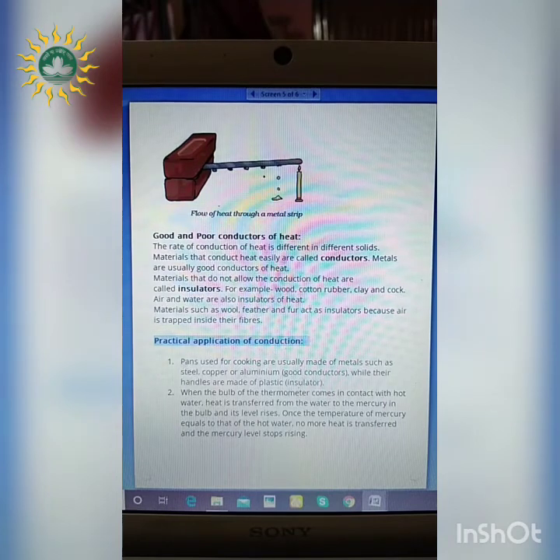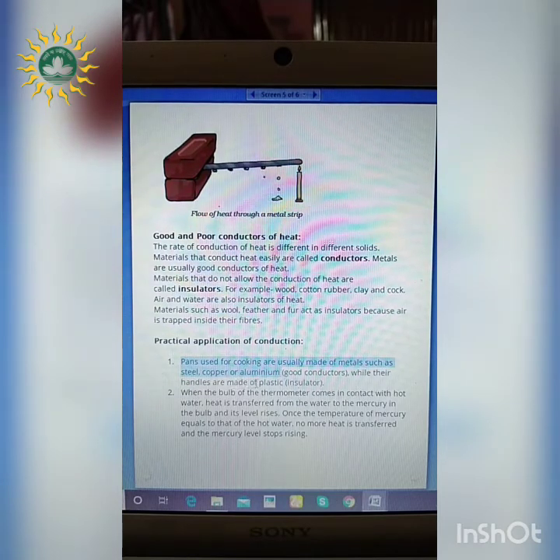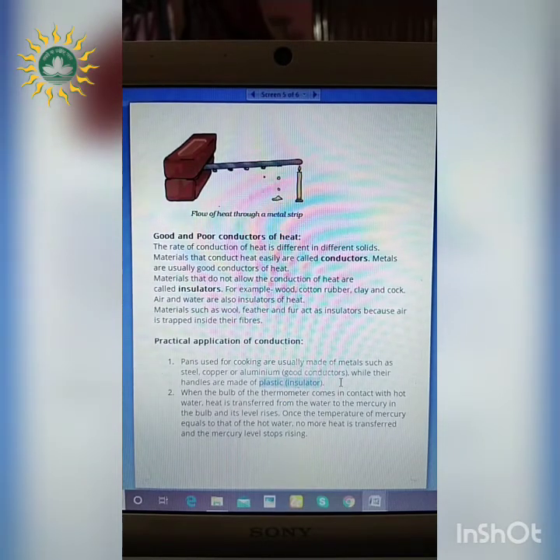Firstly, while cooking, there are some pans which are being used, which are usually made up of metals, right? Made with steel, copper or aluminium. As you have read here, good conductors are the metals. So obviously these pans are good conductors, but these pans have handles which are made up of plastic. So this plastic becomes an insulator. Because why? Because plastic does not allow the conduction or the transfer of heat, and hence this plastic is not heated up and we can easily hold it during the process of cooking.